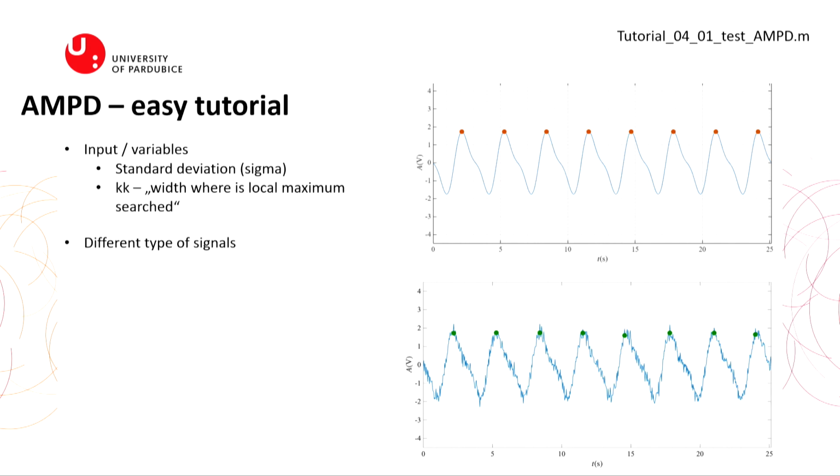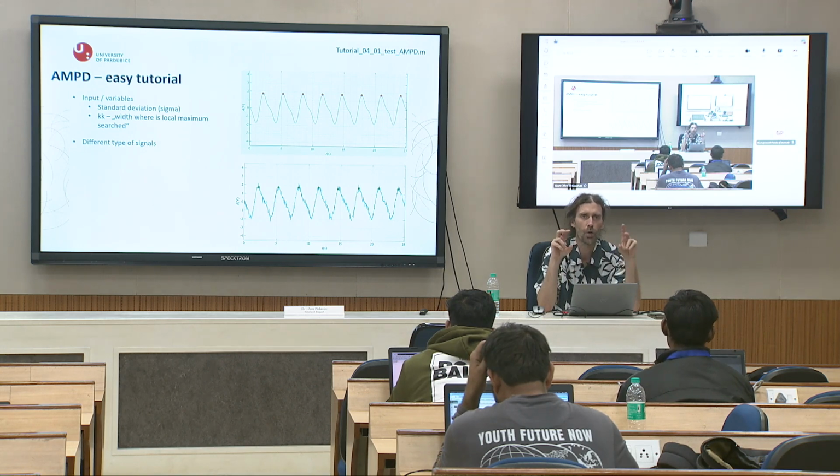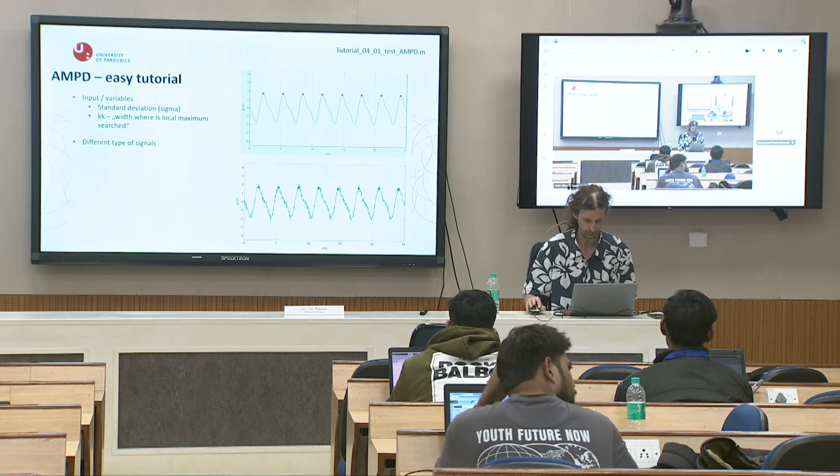So please open tutorial 0401 test AMPD, where input variables will be standard deviation, sigma and kk. I will call it width, where is local maximum searched. It means if you have higher and higher value of this parameter, it will ignore more and more local small maxima caused by jittering. So please open MATLAB.